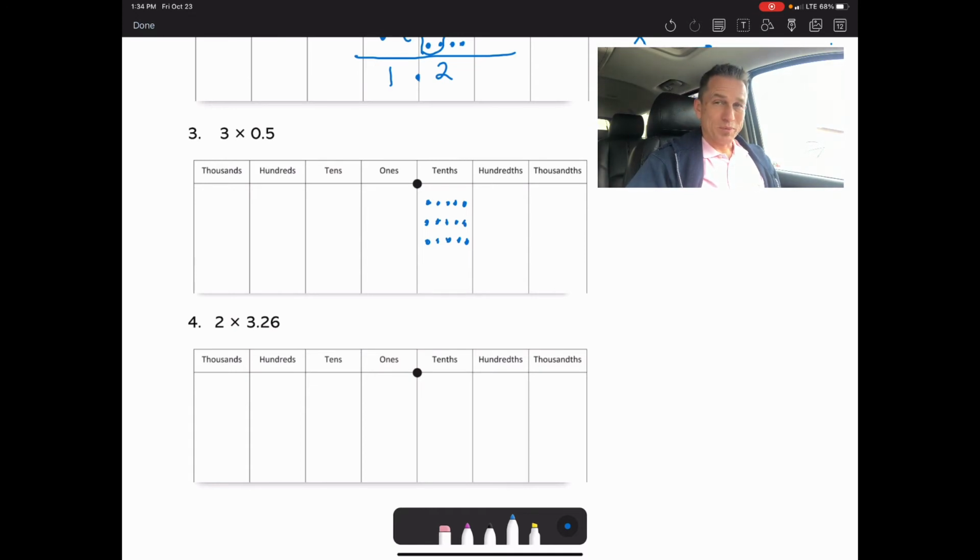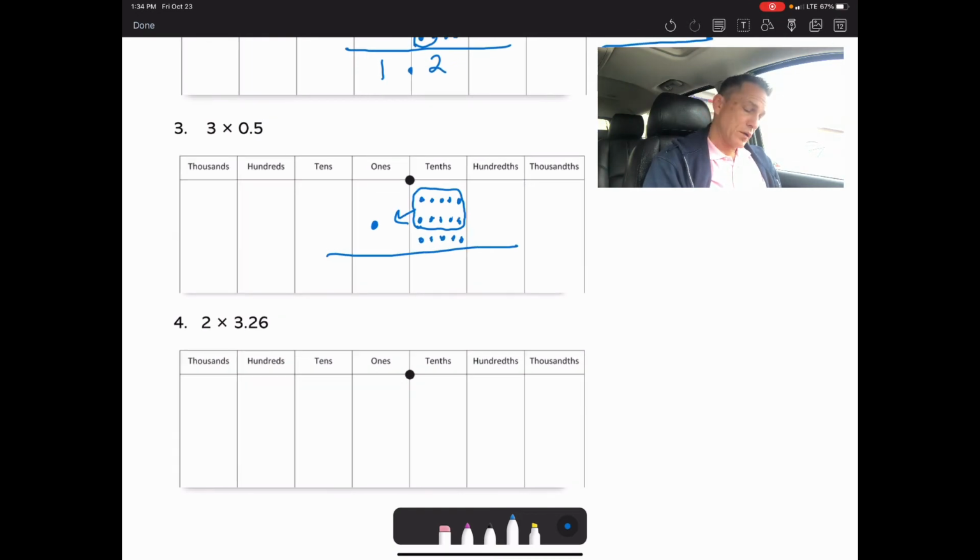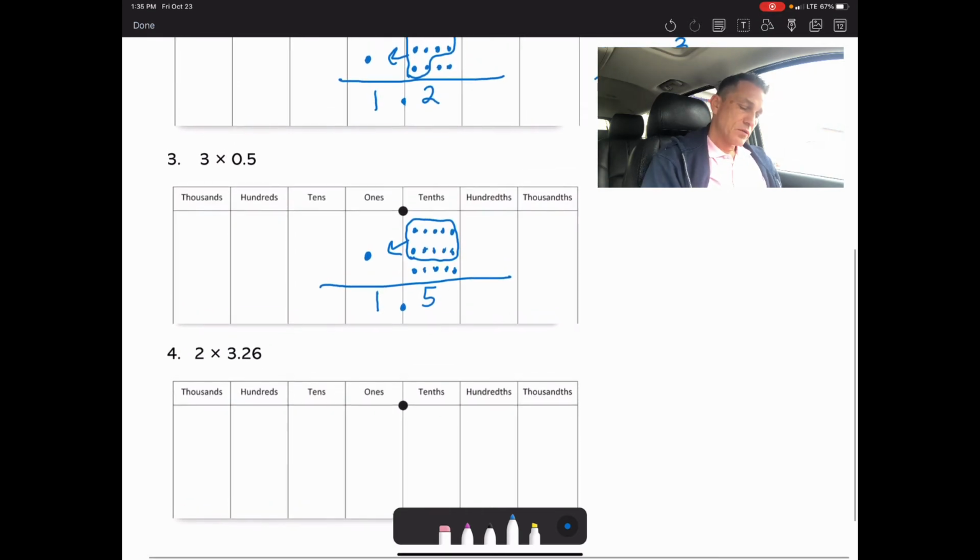So I'm going to group 10 of those tenths together and rename it into a 1. So I have a total now of 1 and 5 tenths. So that's going to look like 5 tenths times 3 equals 1 and 5 tenths.